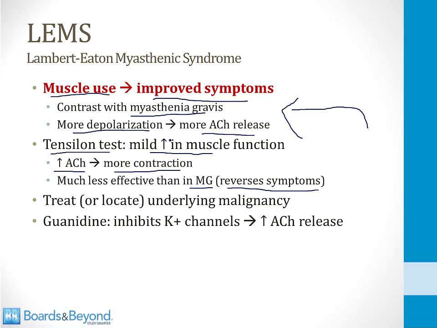The main way to treat Lambert-Eaton is to treat or locate the underlying malignancy. So sometimes patients who have a lung tumor present with this syndrome. What you need to do is image the chest to identify the lung tumor.